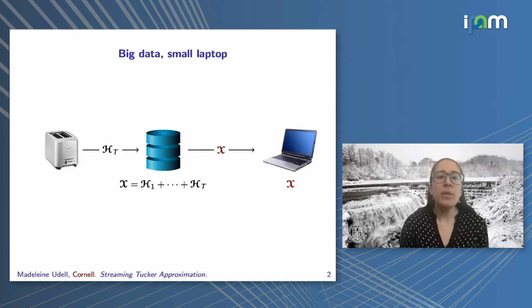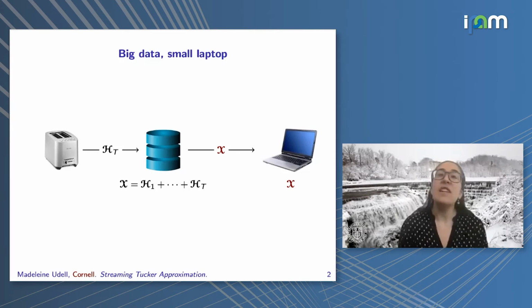You're going to store them in some big database. So each of these time slices I'm representing as H sub t. So H1 is the first time slice, H2 is the second time slice. And my tensor is going to be a collection of each of these time slices. Okay, so one dimension of the tensor is time. Maybe the other dimensions are spatial coordinates, or maybe different chemical species in a chemical simulation, something like this.